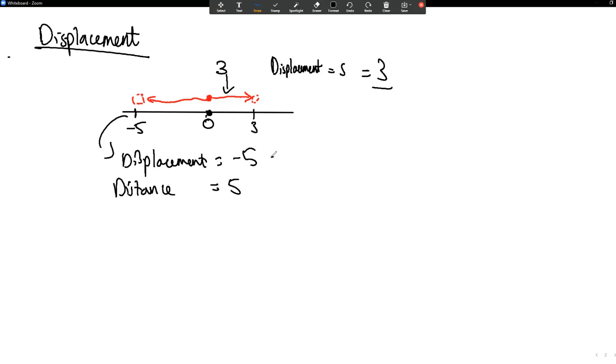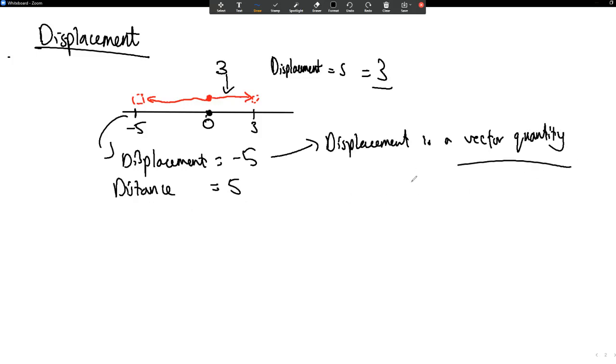And we call, because it can be negative, or because the direction matters, we say displacement is a vector quantity, like so. Right. So yeah, displacement is just measured from the origin point.